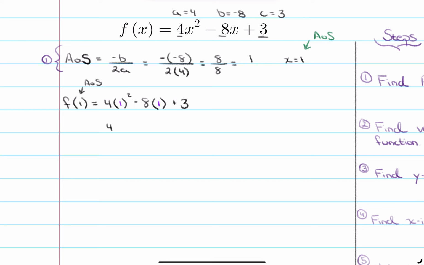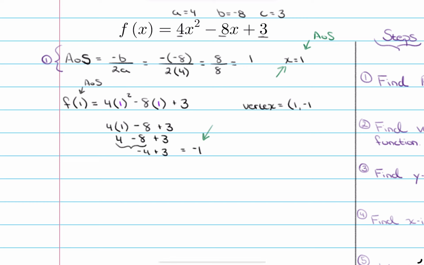So I have 1 times 1 is 1, minus 8 times 1 is 8, plus 3. 4 times 1 is 4, minus 8 plus 3. Then collect all my like terms. 4 minus 8 is -4, plus 3, which gives me -1. So for my vertex, I'm going to take the 1, that's my axis of symmetry, and the -1, that's my y value. So my vertex is equal to (1, -1).